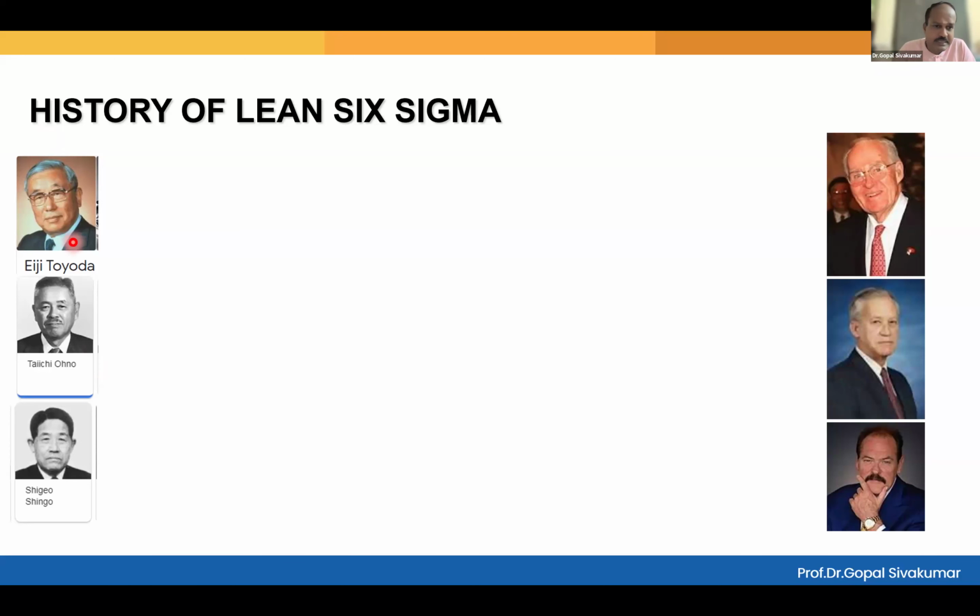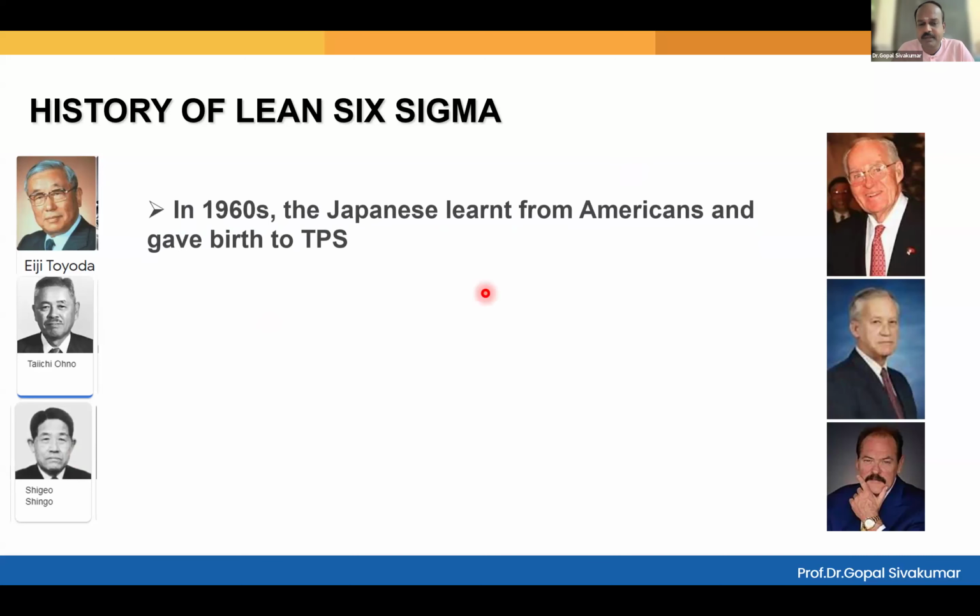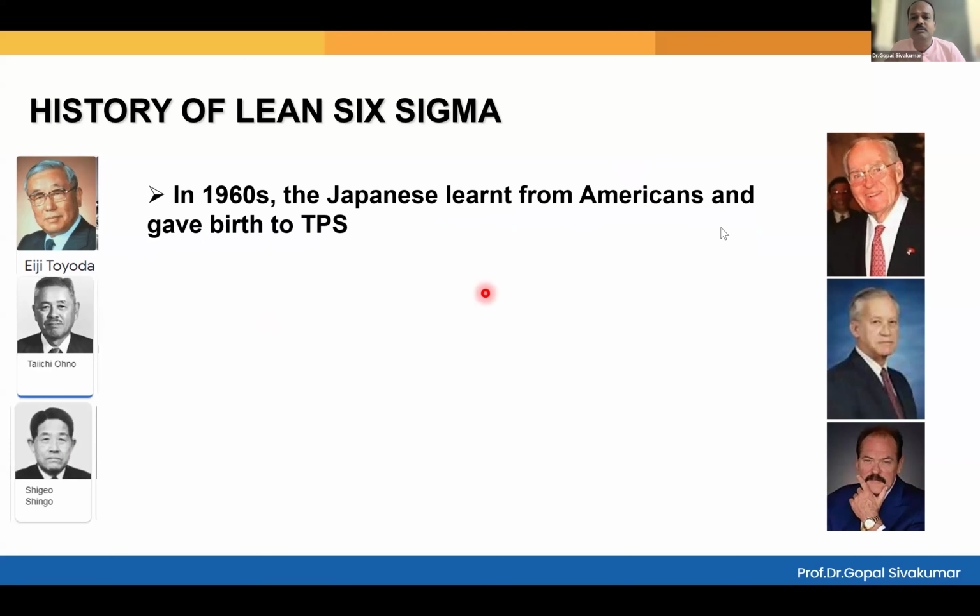Who are the architects behind this? Eiji Toyoda, Taiichi Ohno, Shigeo Shingo. And out of the three, Taiichi Ohno is the one who introduced the concept of 7 wastes. He is known as the father of TPS. And Dr. Shigeo Shingo is the one who introduced tools such as Poka-Yoke, SMED, and so on, right? And coming to this side, all these revolutions within Toyota happened during the period 1950 to 1980.